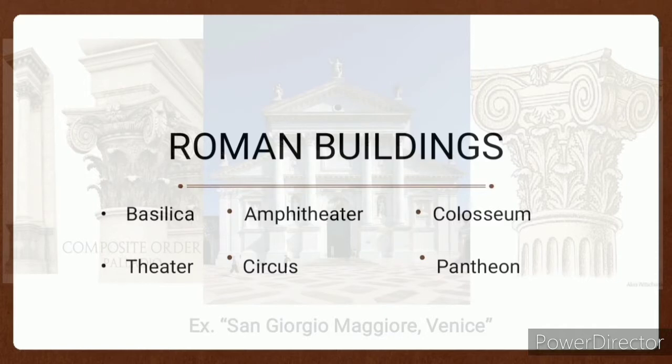Let's move on to Roman buildings. Roman buildings refers to buildings constructed by the ancient Romans. This includes the basilica, amphitheater, colosseum, theater, circus, and pantheon.